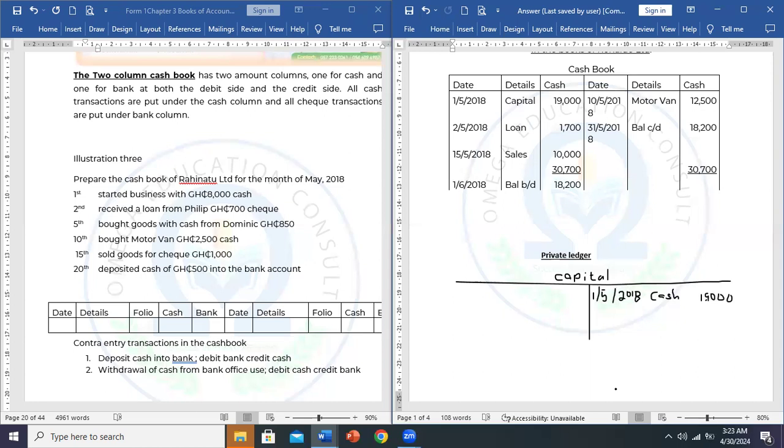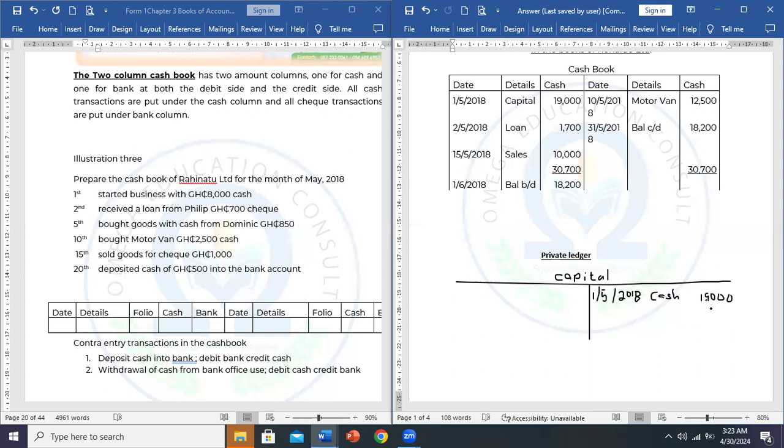Good. So when you are done with that, the balance brought down, carried down, you don't transfer them to any account because this is the balance on cash and it is in the cash book, so you don't have to transfer it to any ledger. When you come to this side, you have your motor van. So motor van would have to be posted to the general ledger. So in your general ledger, you open an account for motor van and you do the same.